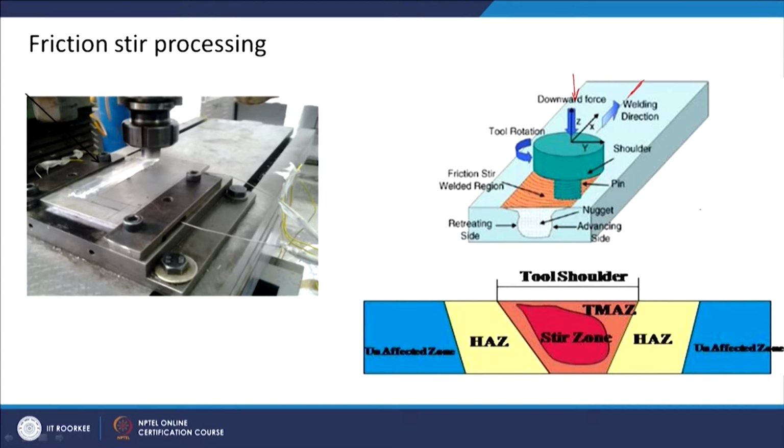This shoulder surface, if I want to see from this side, if I do not want to see in perspective, it will look something like this. Let me change the color here. So, the shoulder and pin, if I want to show, the shoulder will be just touching the surface of the workpiece, and the pin is going inside the workpiece.